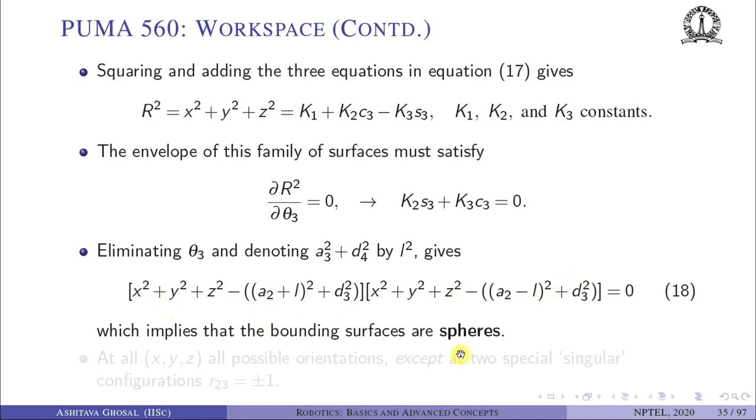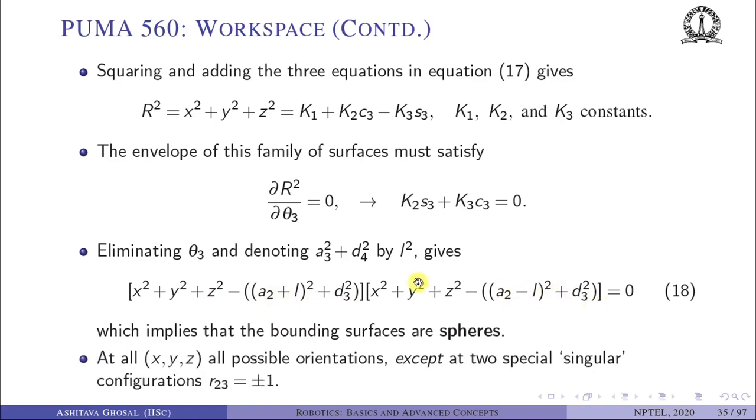So the bounding surfaces are two spheres. Okay, so there's a sphere whose surface is at a distance of a2 plus the square root of l squared plus d3 squared, and the other is a2 minus the square root of l squared plus d3 squared. Okay. So we have two spheres, which are the bounding surfaces of this solid region where the inverse kinematic solution exists. And at all x, y, z where this inverse kinematic solution exists, we can find the orientation except two special singular configurations when R23 is plus minus 1.